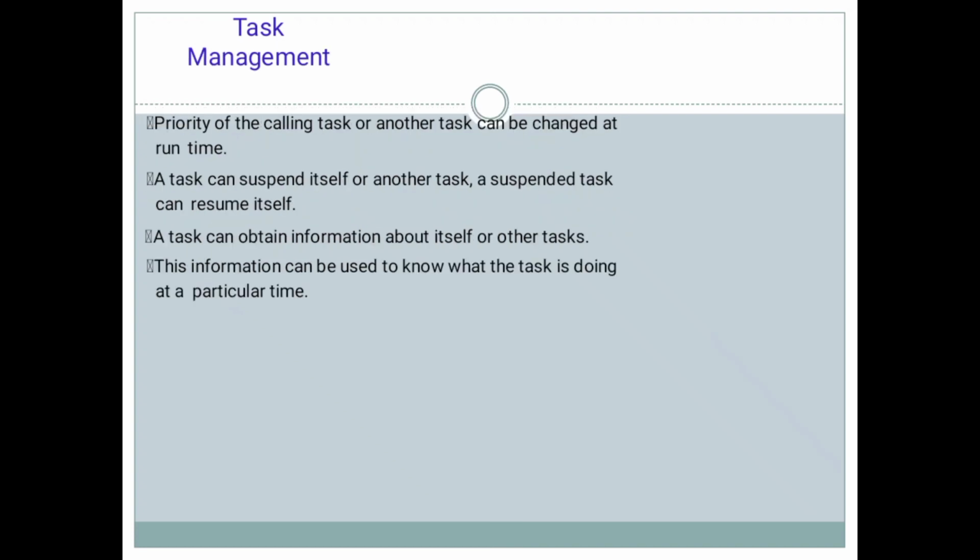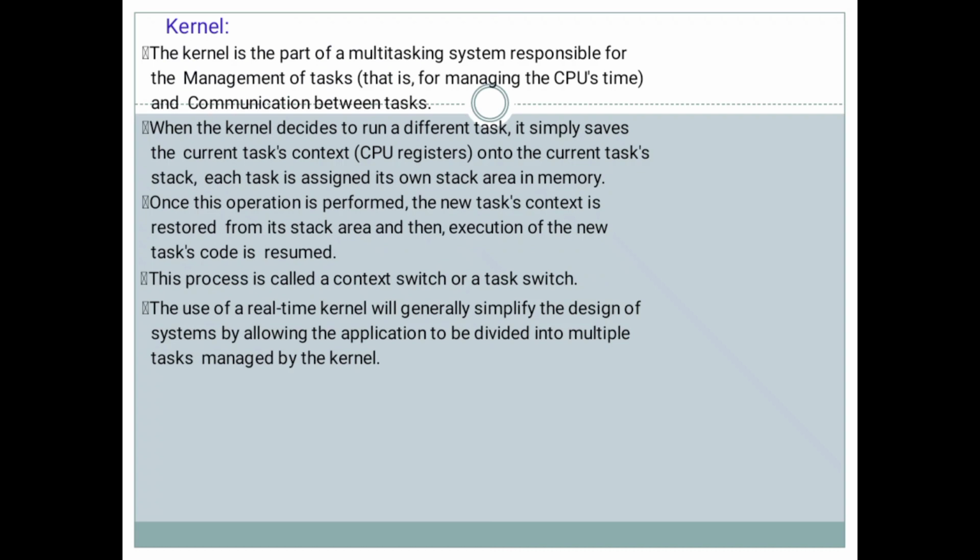In task management, the priority of the calling task or another task can be changed at runtime. A task can suspend itself or another task. A suspended task can be resumed. A task can obtain information about itself or another task. The information can be used to know what the task is doing at a particular time.